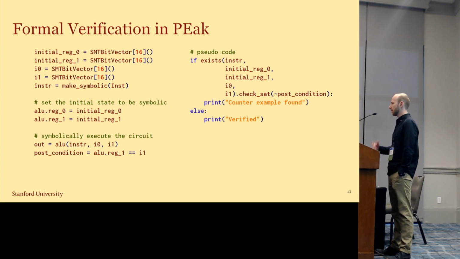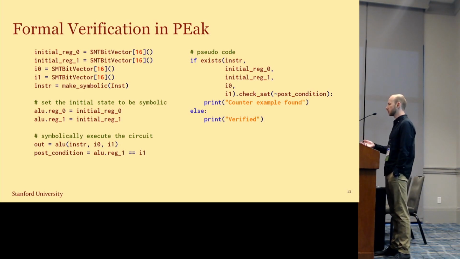The SMT query that we actually send to a solver is on the right. We say that, does there exist some instruction and some initial state and some inputs into this PE, or this processor, such that the post condition is false? If this does exist, then we know that there's a bug. Otherwise, we have verified that this property is true.